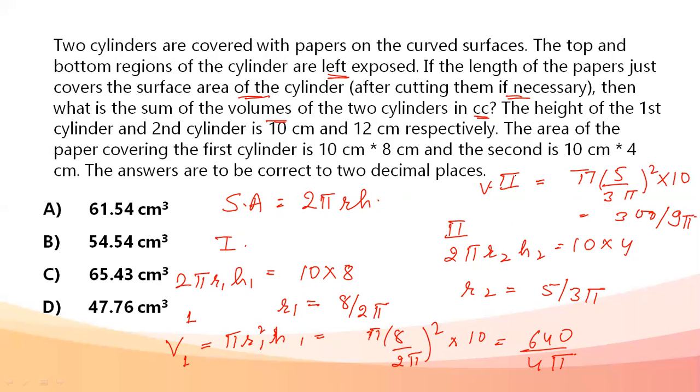Okay, now what is the sum of the volumes? On adding both of them, we need to add 640 upon 4 pi plus 300 divided by 9 pi. When we add both of them, up to two places after decimal, the answer is 61.54 centimeter cube, option C.